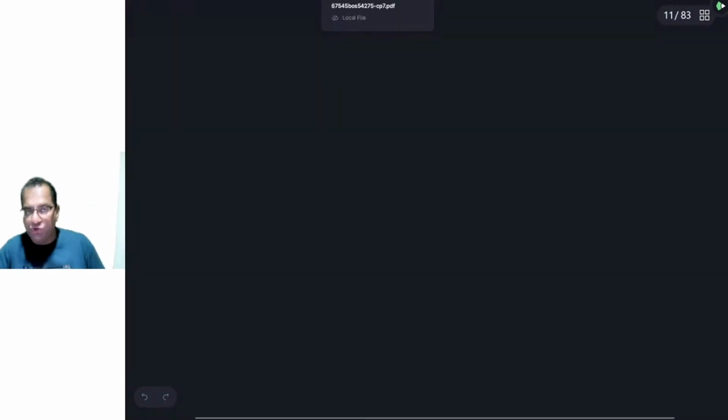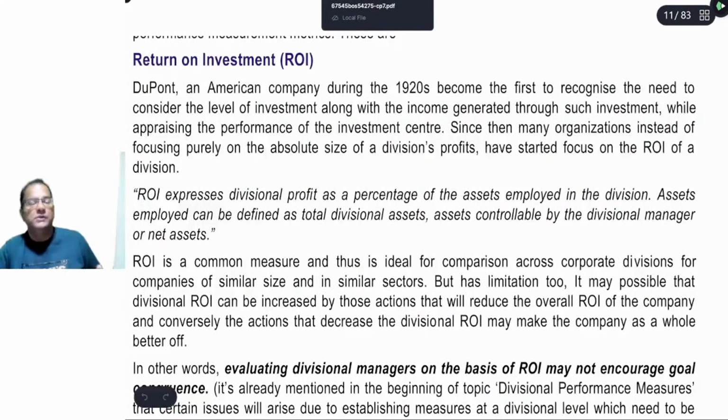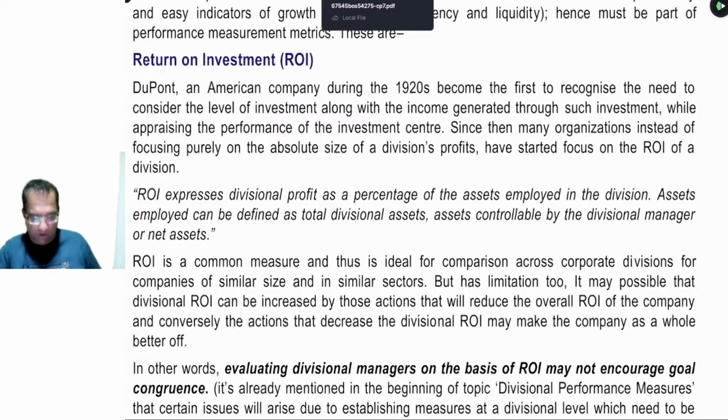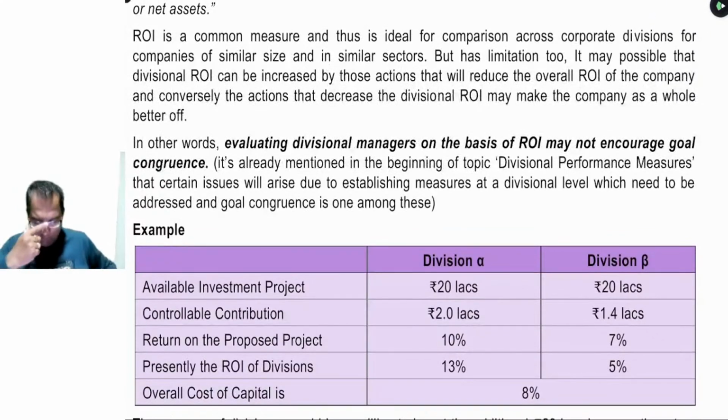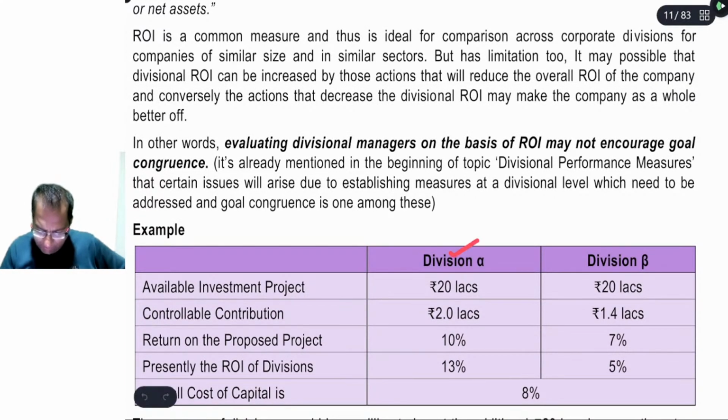Now we will prove this, beta. How the manager's mentality will work whenever their performance is evaluated on the basis of ROI: they straight away take the decision that is their own benefit, but that decision may not be in the benefit of the organization. Let's prove this one, beta. So, a very simple example. There are two departments, alpha and beta.